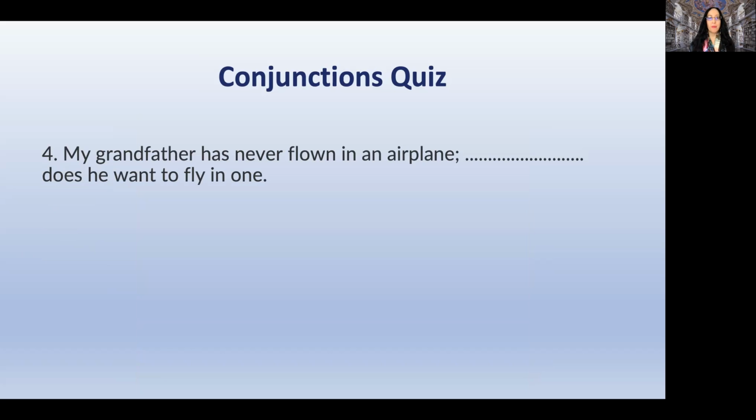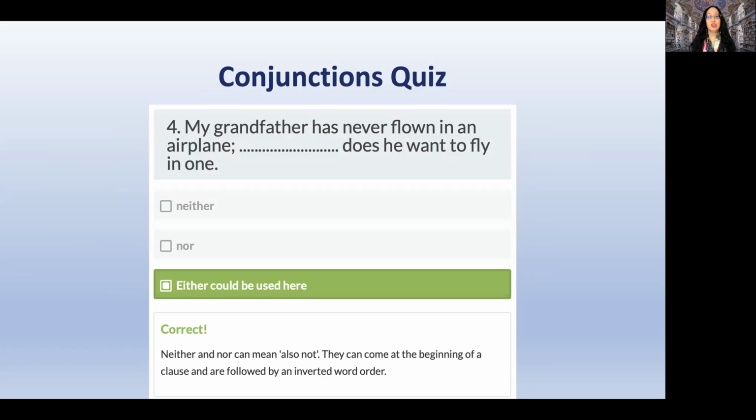Okay, number 4. My grandfather has never flown in an airplane. Blank does he want to fly in one? My grandfather has never flown in an airplane. Neither does he want to fly in one. My grandfather has never flown in an airplane, nor does he want to fly in one. Either could be used here, meaning we can use neither or we can use nor. Okay, does anyone remember what these could be? So either could be used here, meaning we can use neither and we can use nor.